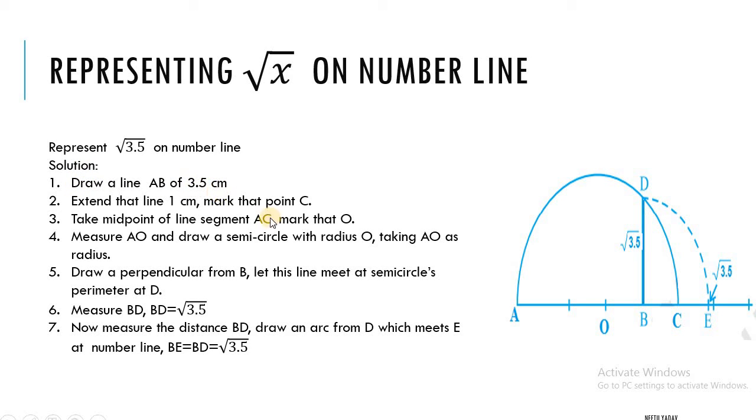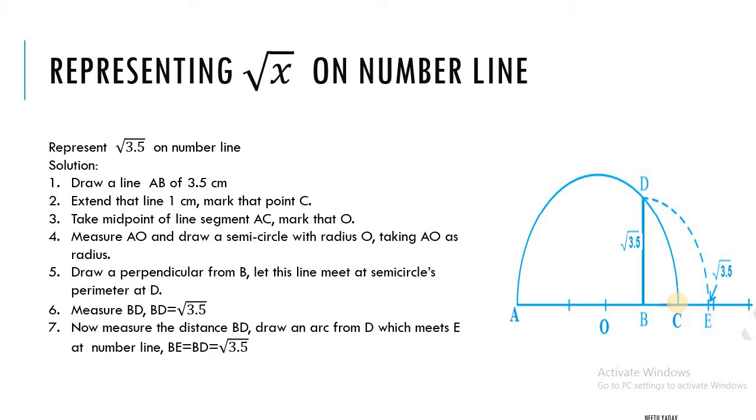So first step is draw a line AB of 3.5. This is your AB, A to B, and with the help of scale draw a line AB which is of 3.5 centimeter. Now next step says you have to extend this line up to 1 centimeter and put that point C. Okay, now AC is total of 4.5 centimeter length. Now the length of AC is 4.5 centimeter.